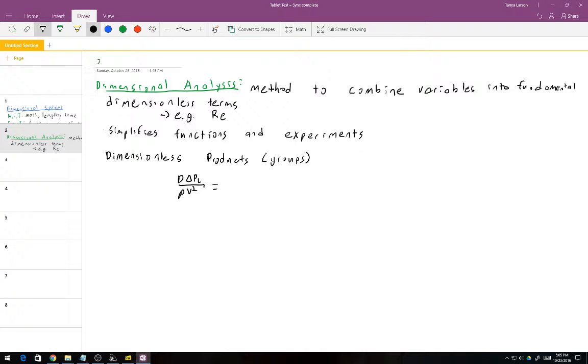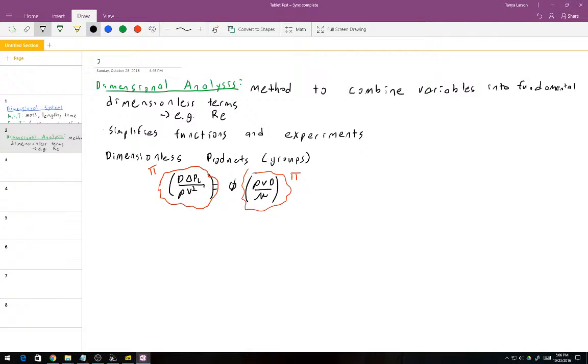And this would be some function of, so this would be one dimensionless term, d delta PL over rho v squared is some function of another term, rho vd over mu. And if you work through the units of these, you'll find that both of these are dimensionless. I'm going to refer to dimensionless quantities such as these, at least those used for calculating and investigating functions and experiments, as pi terms. So this would be a pi term and another pi term.